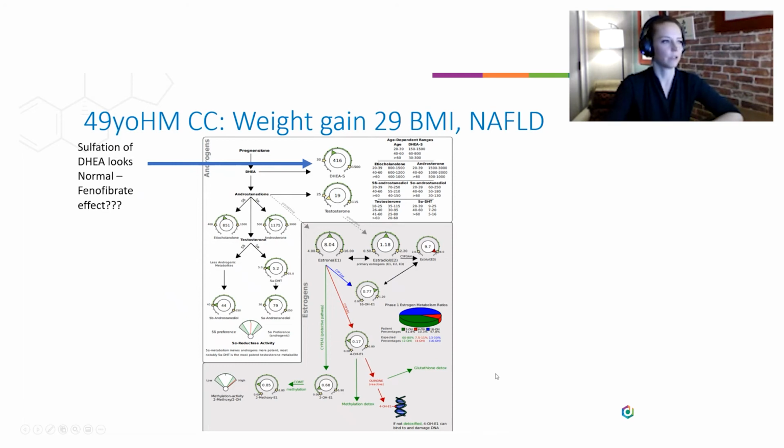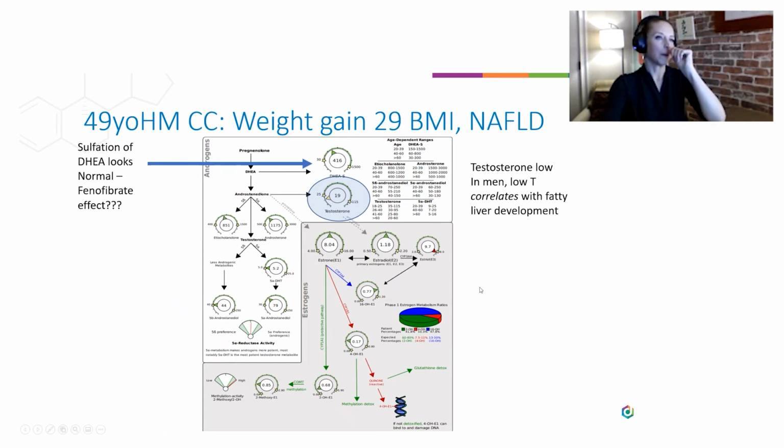So we've got to look at what patients are taking and how that might be influencing the test. Here, the testosterone is low. We know that low T correlates with fatty liver development, kind of the opposite of that effect in women, where high testosterone may be more correlated with fatty liver development, interestingly.